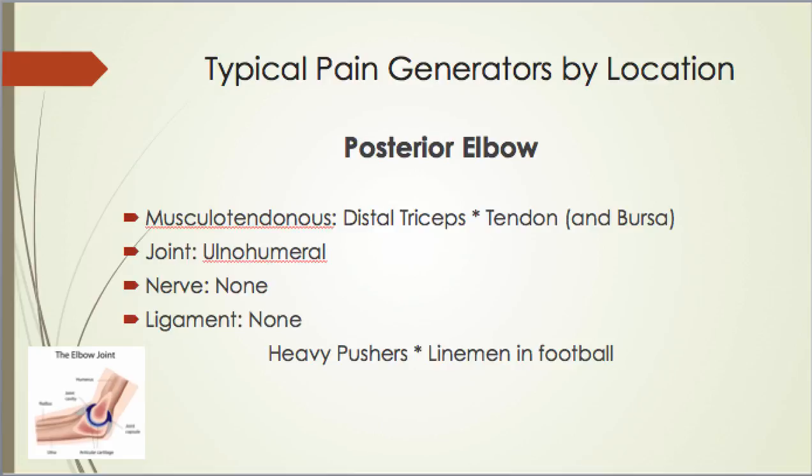Posterior elbow problems, distal triceps, and bursa. Those are obvious, a big bump on the back, and those are usually due to blunt force trauma. The ulnohumeral joint can cause vague symptoms in the posterior elbow, and there's no nerve or ligament issue we need to really worry about back there. The folks I've seen are heavy pushers, in other words, linemen, football players, people that push a lot of weights, like weight trainers. They can have triceps tendinopathy.